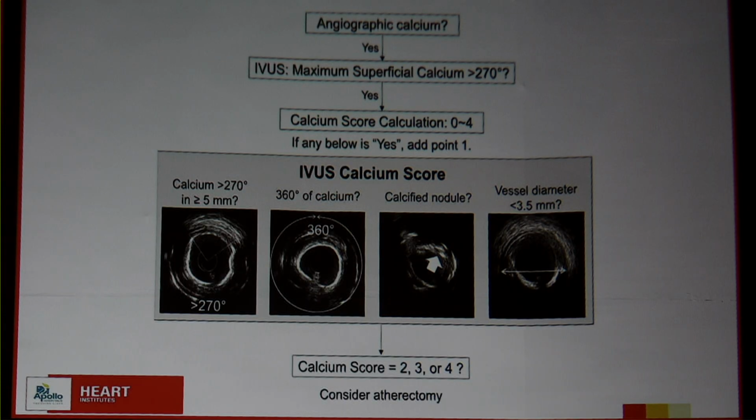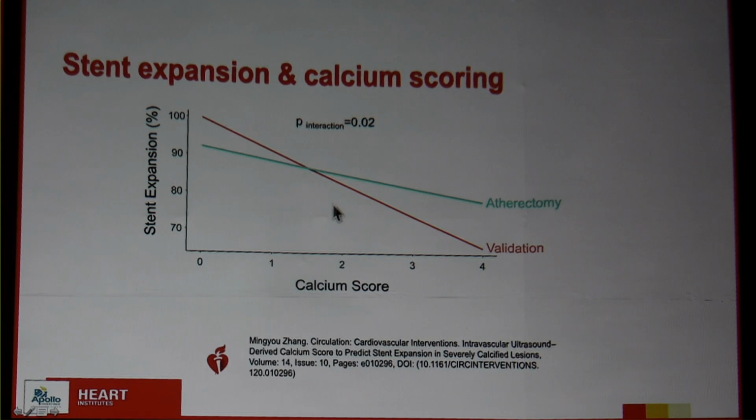Now then comes the calcium score. This calcium score on IVUS is a little bit cumbersome compared to what is in OCT. Now this score is calculated from 0 to 4. There are 4 factors: calcium length more than 5 millimeters is 1 point, calcium more than 270 degrees, or 360 degrees, is 1 point, a nodule is 1 point, and vessel diameter less than 3.5 is 1 point. So based on these 4 points, you have to think of how to score yourself and consider atherectomy. What has been shown is that the stent expansion is much better when you do an atherectomy, rather than just going on opening up balloons and using them, and finally you land up in problems.